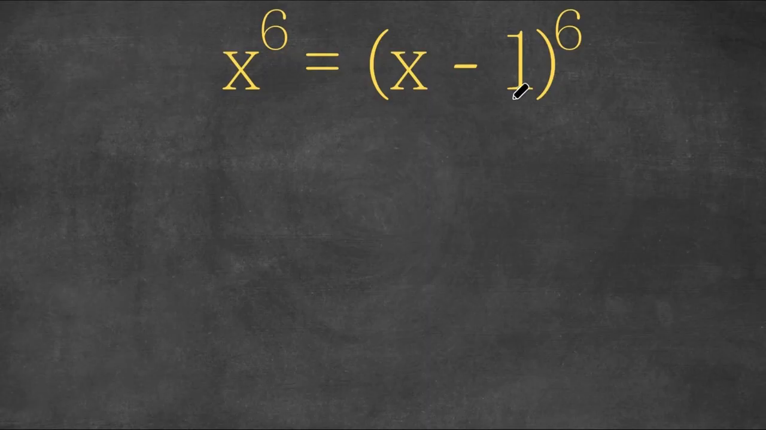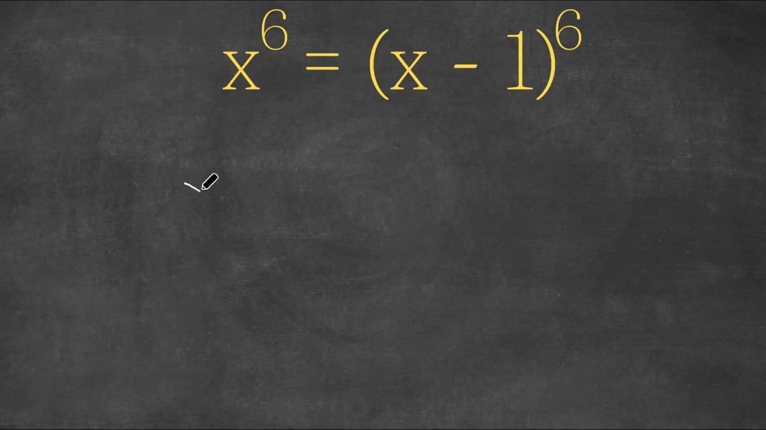In today's video, I'm going to be going over a nice algebraic equation. So right here we have our equation x to the power of 6 equals x minus 1 to the power of 6. And if you notice, both sides of the equation are to the power of 6. So to simplify this equation, why don't we find the sixth root of both sides? Then we can make it much simpler.